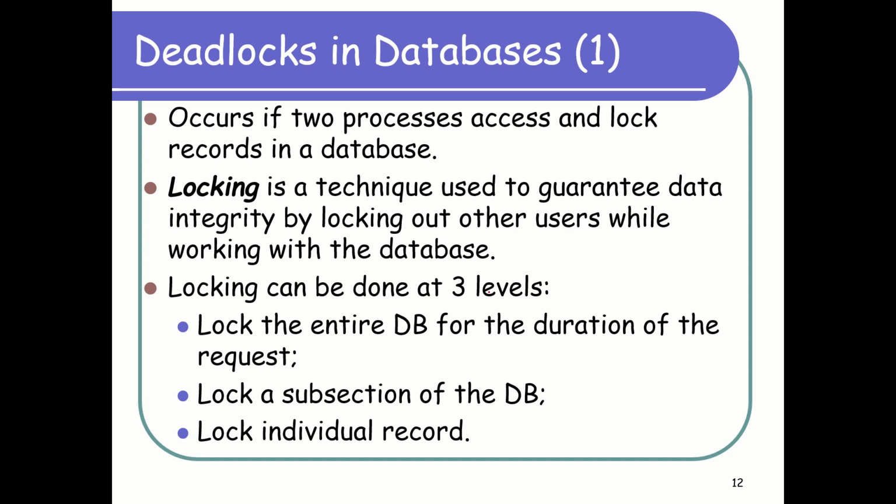Locking can be done at 3 levels. The first one is to lock the entire database for the duration of the request. So you set a timer. Lock a subsection of the DB. So okay, I give you this. This is the whole database. I give you one subsection for you to access first. This will be locked for you only, but others are open. And lock an individual record. So this is individual record accessing.